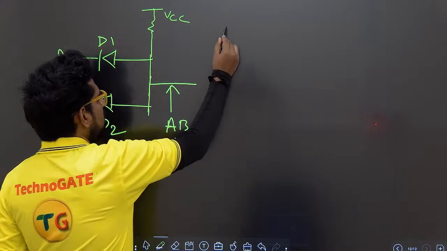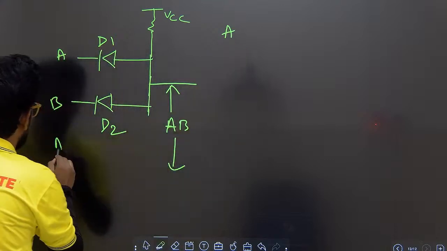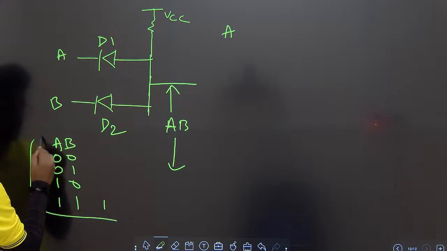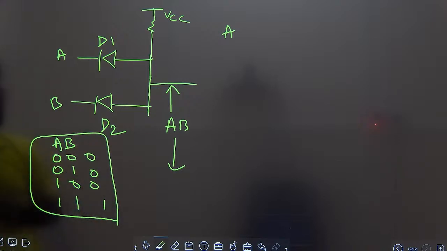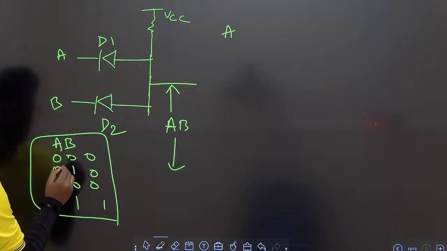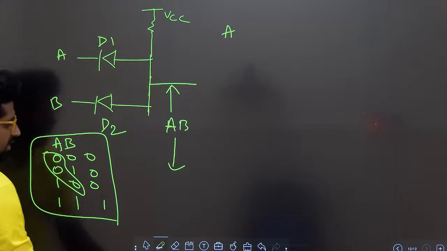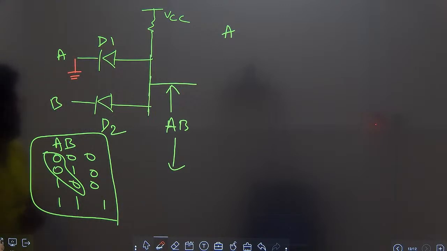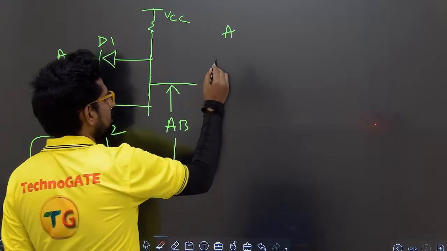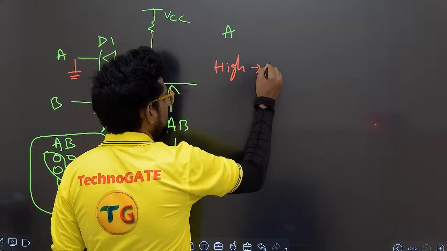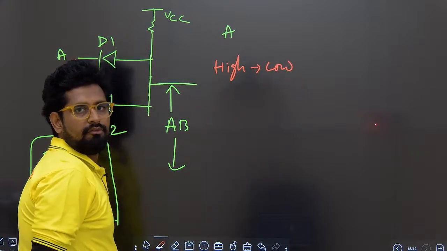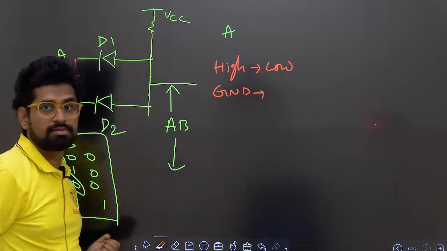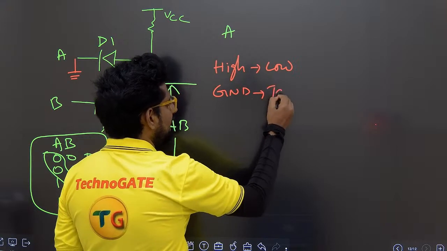So here you can see A, B: 0 0, 0 1, 1 0, 1 1. Whenever both are 1, then only 1, otherwise it is 0. If any one of the inputs is 0, you can observe here in the analysis. If any one of the inputs is 0, for example, if this is 0. Okay, so always supply flows from high to low, right? High to low. And the work of ground or earthing will always absorb the supply. Okay, it will always try to take the supply.